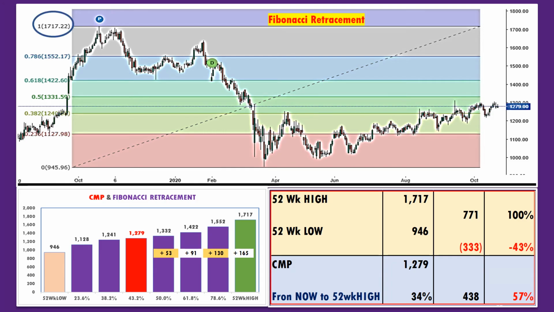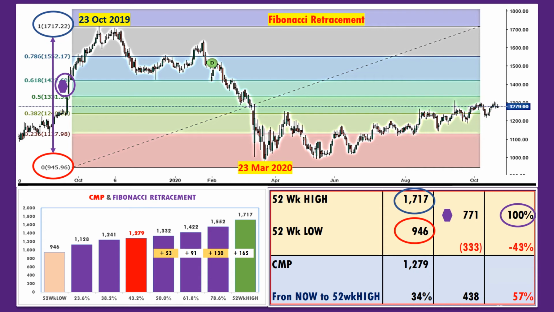The share reached a 52-week high at 1717 on 23rd October, and its 52-week low was on 23rd March 2020 at a price of 946, and the total distance traveled is worth 771 rupees, which constitutes 100% of the value to be retraced to regain the 52-week high.